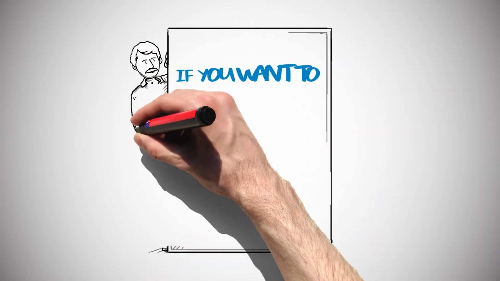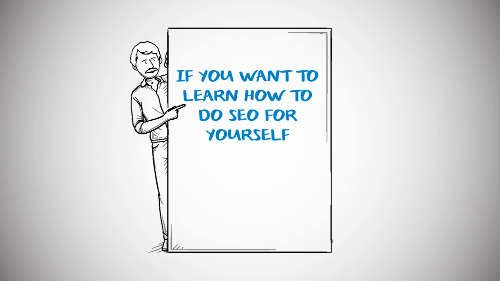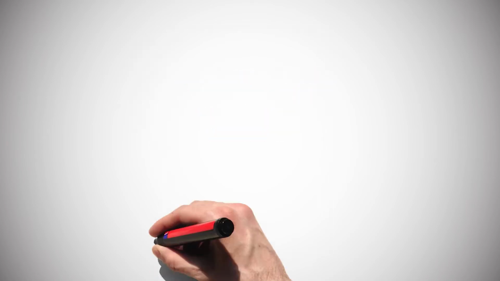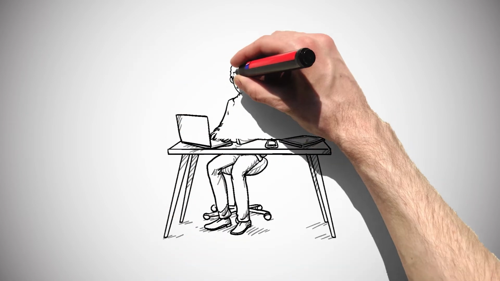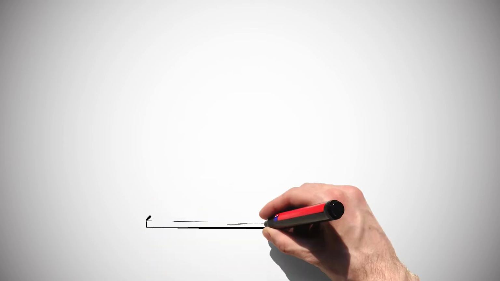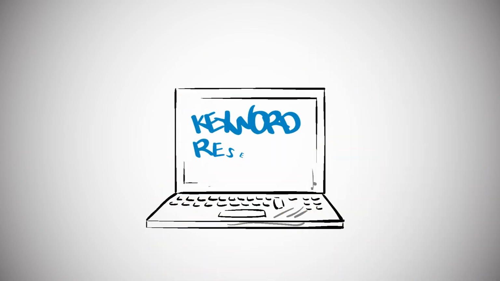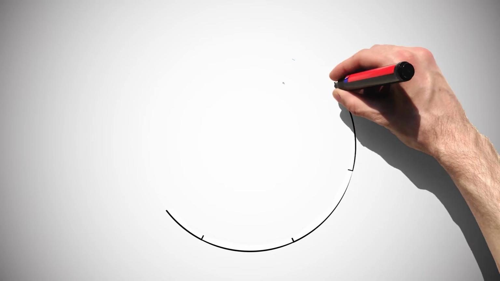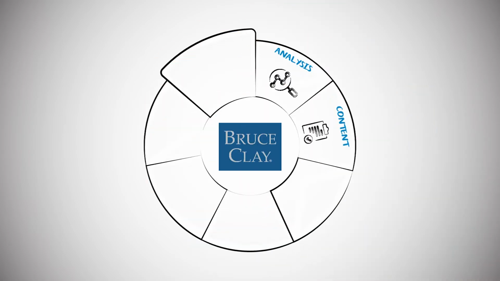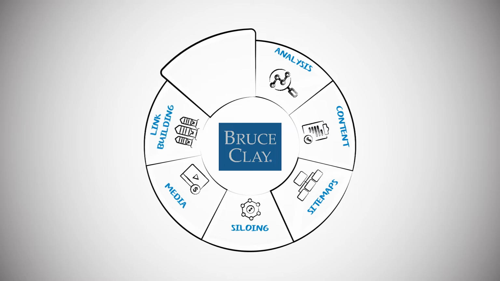If you want to learn how to do SEO for yourself, this SEO guide gives you steps to follow and some free tools you can use on your own website along the way. In this guide, we cover topics including keyword research, competitive analysis, writing content, sitemaps, siloing, media, link building, and more.